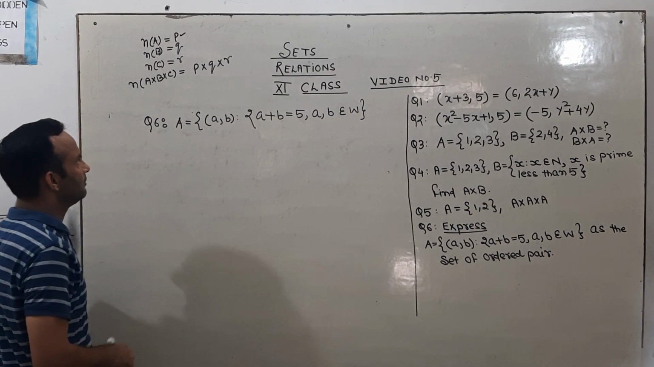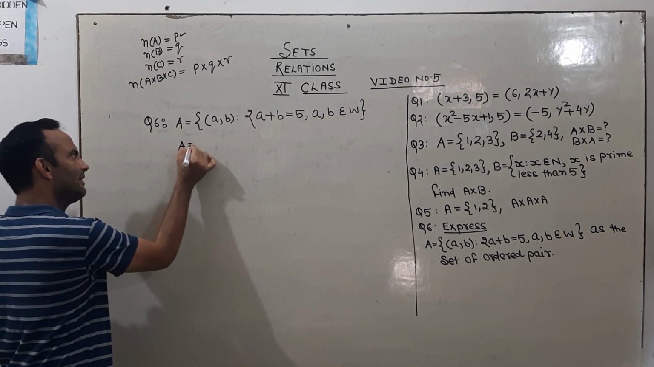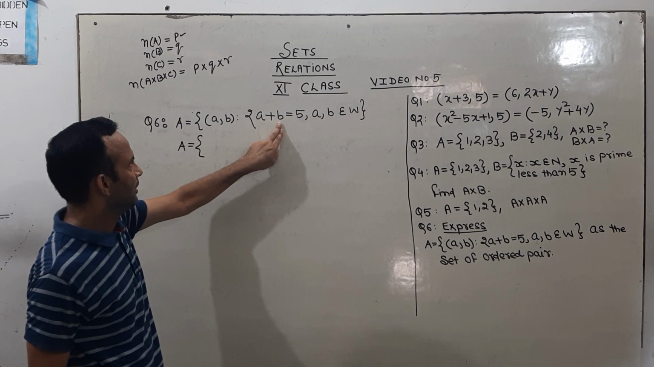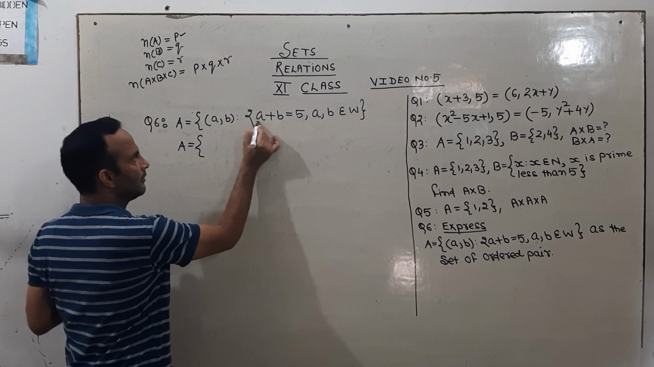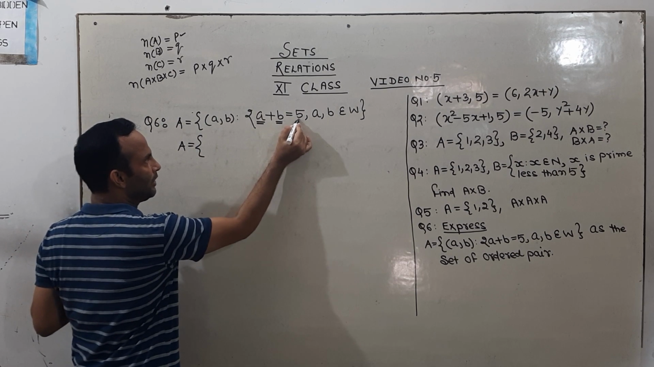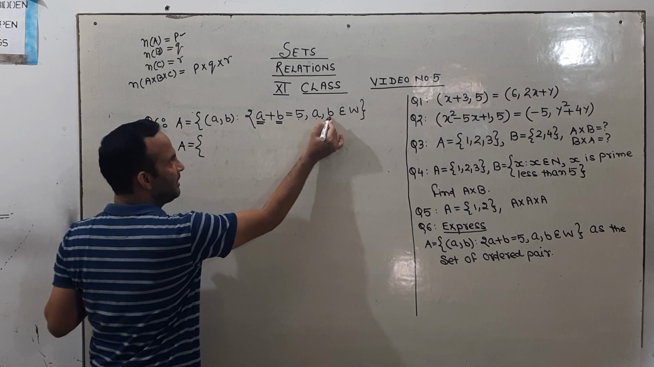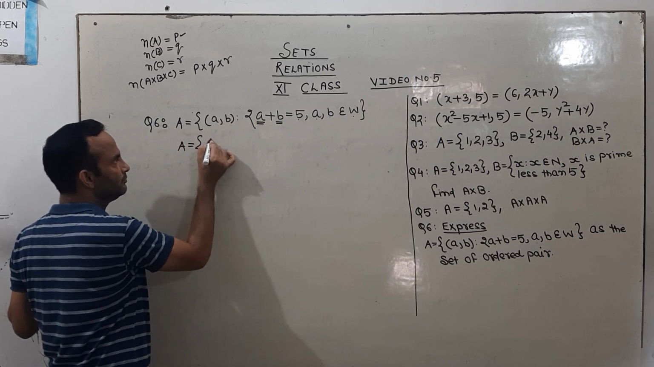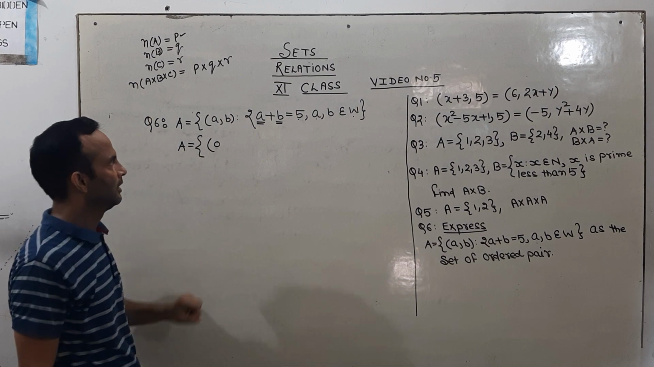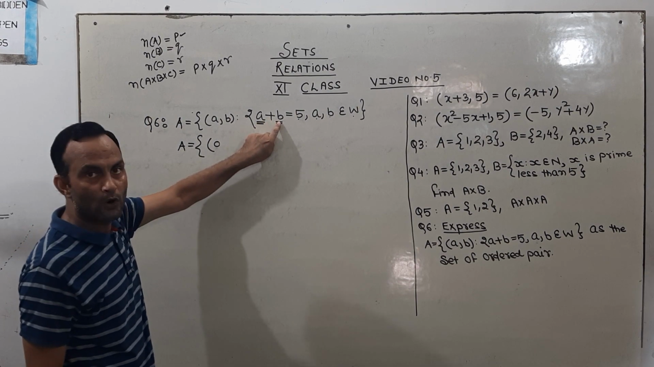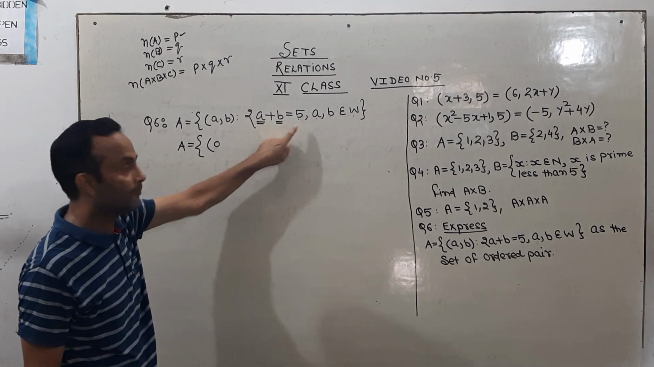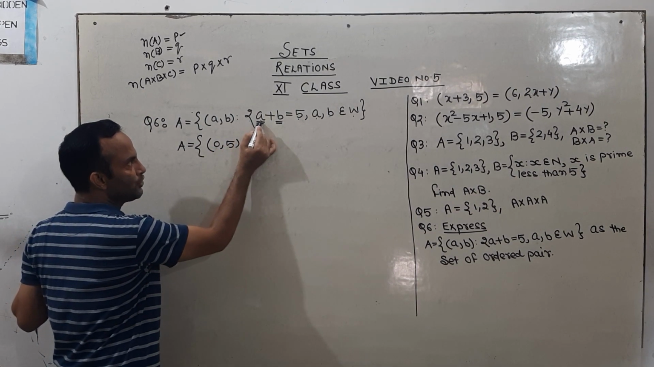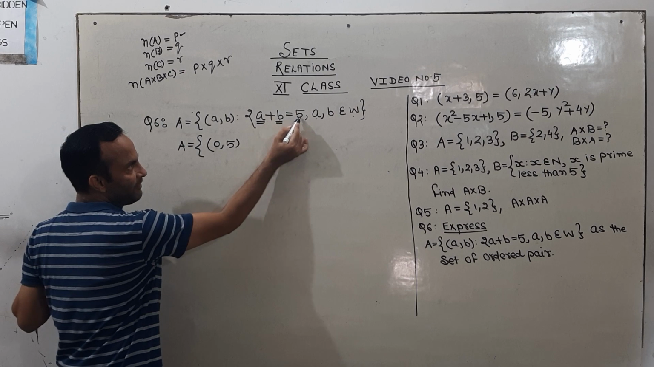Now use your own intelligence. You can write the answer directly. 2a plus b must be equal to 5, and a and b must belong to whole numbers. My dear student, if a is 0, then b is what? 5. To satisfy this equation, b is 5, because 2 into 0 is 0, and we put b as 5 so that it equals 5.